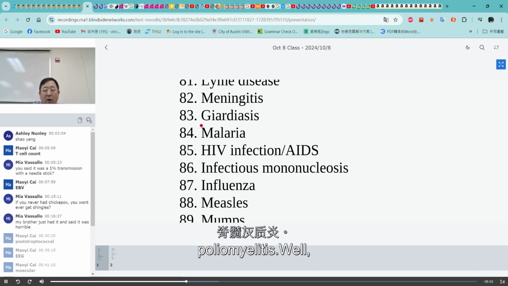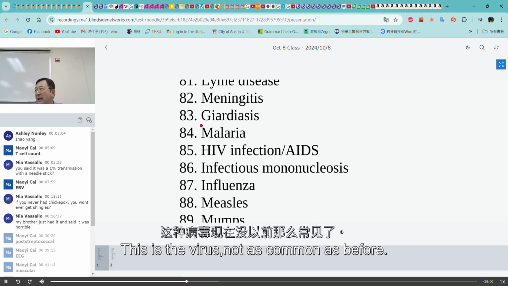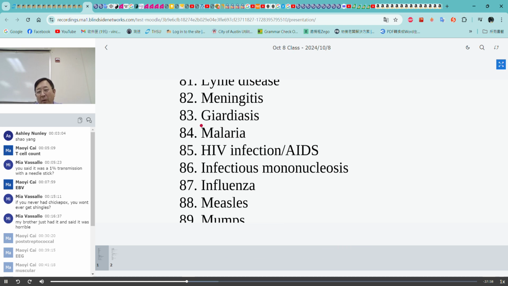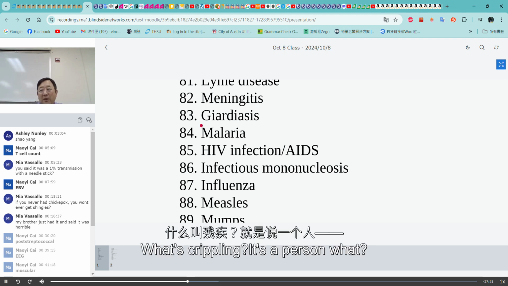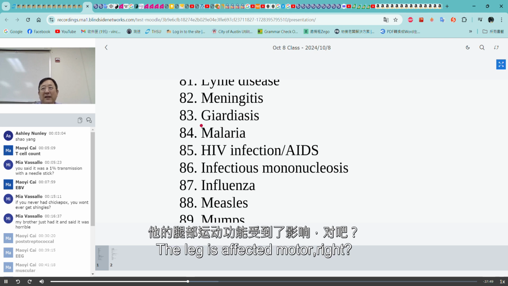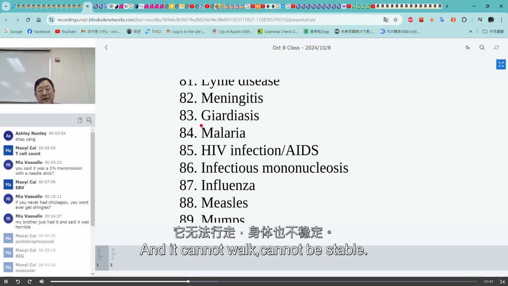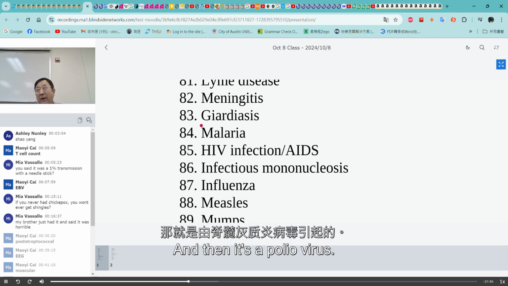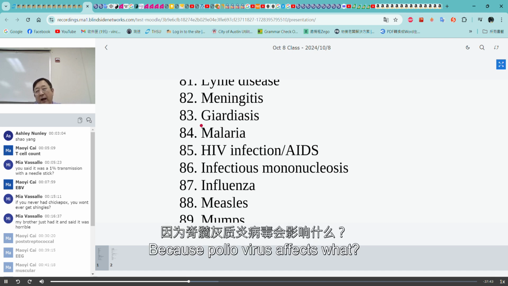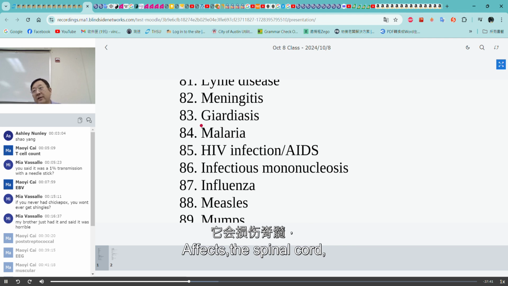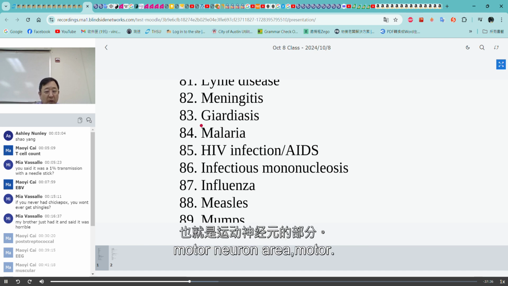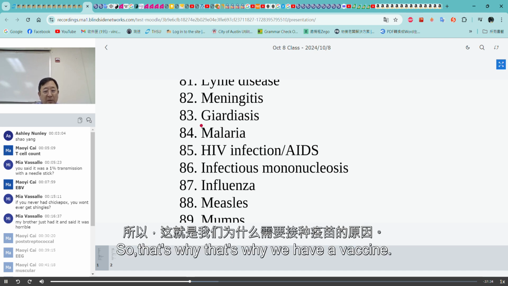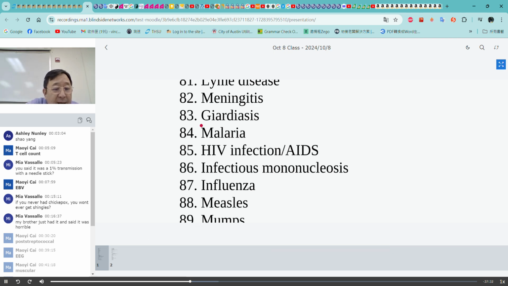Now, 93, poliomyelitis. This virus is not as common as before. Polio used to be the most common crippling disease. What's crippling? A person's leg is affected, motor, right? And they cannot walk, cannot be stable. That's the polio virus, because the polio virus affects the spinal cord, especially the motor neuron area. So that's why we have a vaccine.